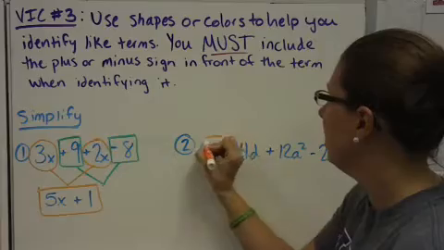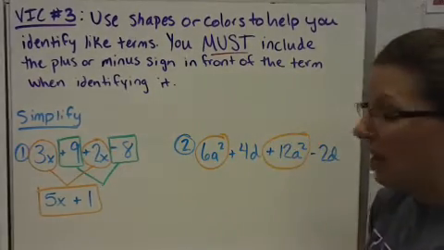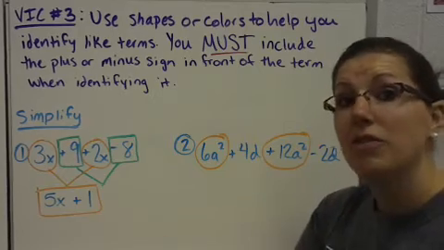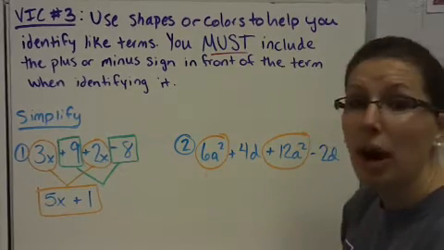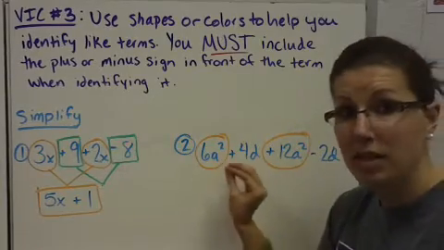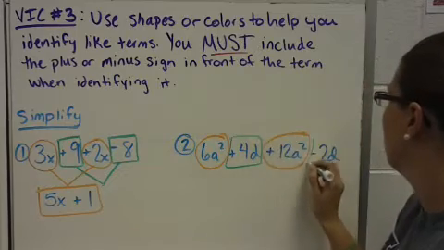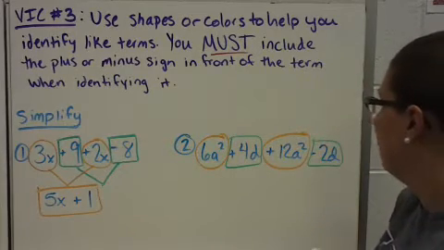Make sure you're circling the like terms and the operation symbol that comes in front of it. The first term has no operation symbol in front of it, so I'm already assuming that it's a positive 6a squared. And then you just put your items together.